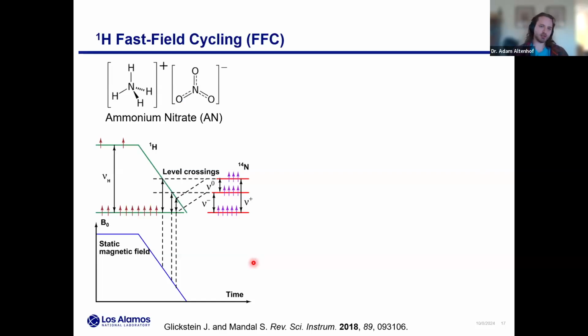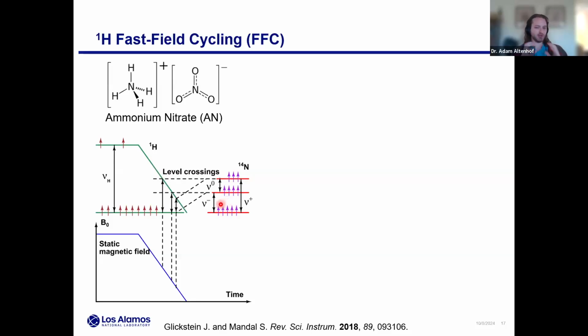Now I want to talk about this fast field cycling experiment. What we need is a standard sample which has lots of dipolar coupling between nitrogen and proton. We put that sample in some magnetic field, and when it's at field, the protons experience some Zeeman energy splitting. If I ramp down the field, that Zeeman splitting also goes down, and at some point that energy level is going to match those NQR transition frequencies.